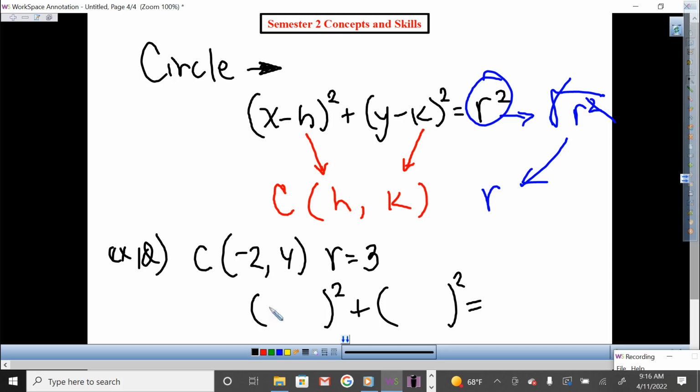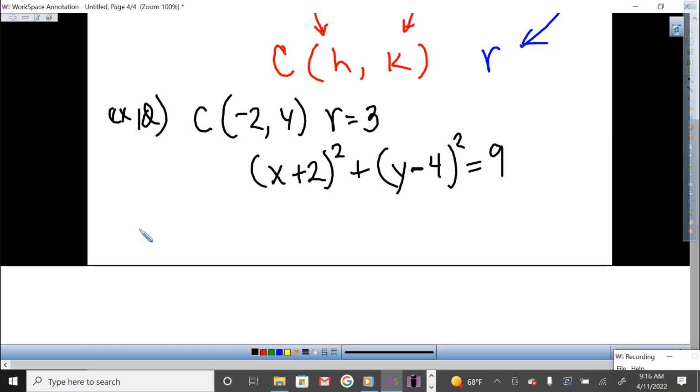Andres, go. X what? Close. Remember, the minus is already part of the form, and this is a -2. +2, yes. And then y? Good elaboration. If the radius is 3, what goes over here? 9. Hands if you got that. That is correct. Okay. Let's do one more.